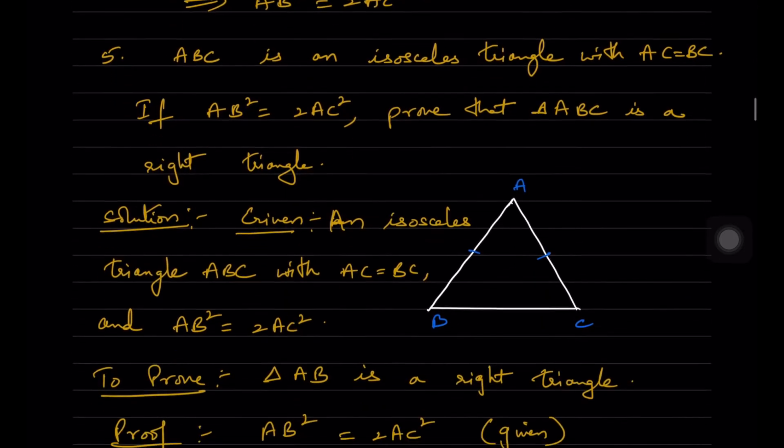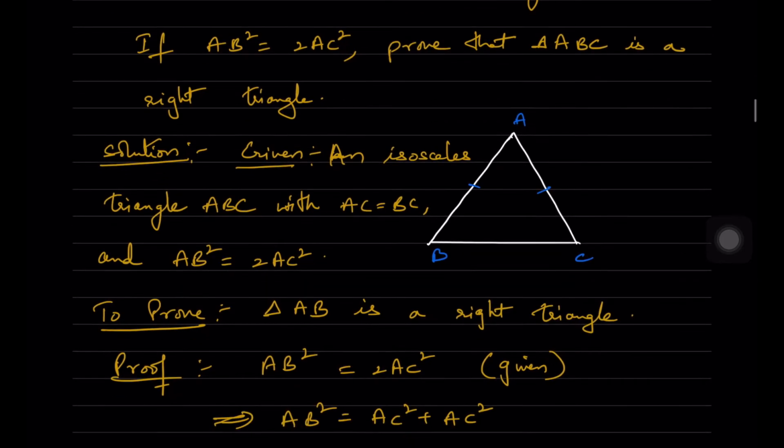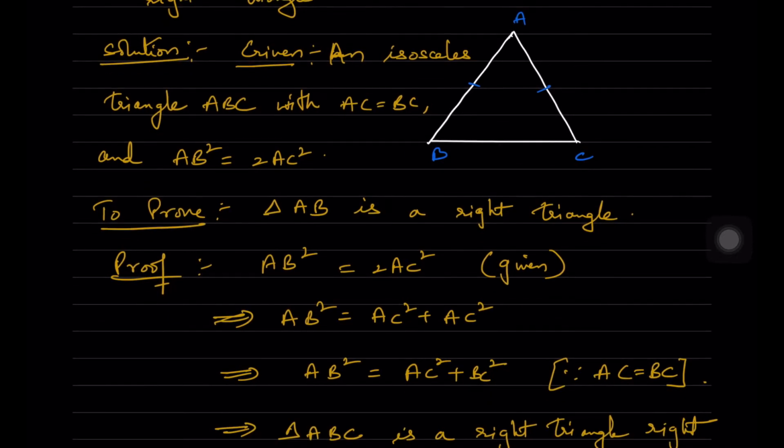The fifth one. Now triangle ABC is an isosceles triangle with AC equal to BC. If AB square is equal to 2AC square, prove that triangle ABC is a right angle triangle. It is the reverse of the previous one. So how do we do this? We'll see. Given an isosceles triangle ABC with AC equal to BC and AB square is equal to 2AC square, we have to prove that ABC is a right angle triangle.